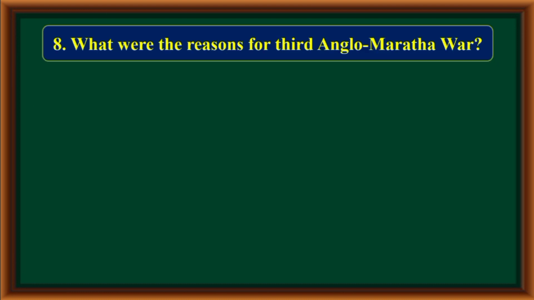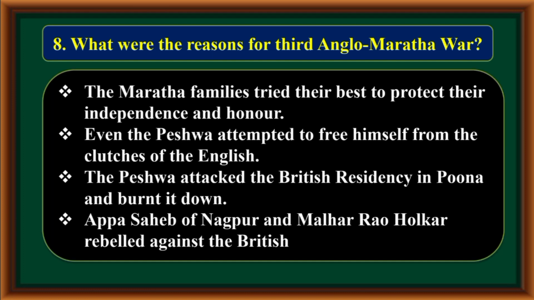What were the reasons for the Third Anglo-Maratha War? The Maratha families tried their best to protect their independence and honor. Even the Peshwa attempted to free himself from the clutches of the English. The Peshwa attacked the British residency in Pune and burnt it down. Appa Sahib of Nagpur and Malhar Rao Holkar rebelled against the British.